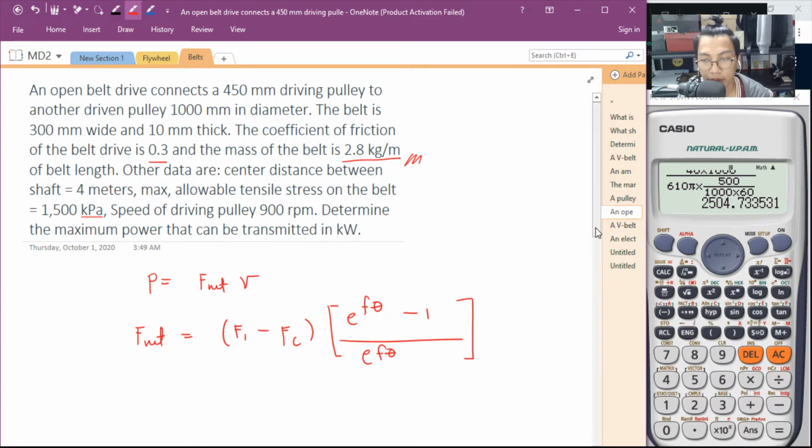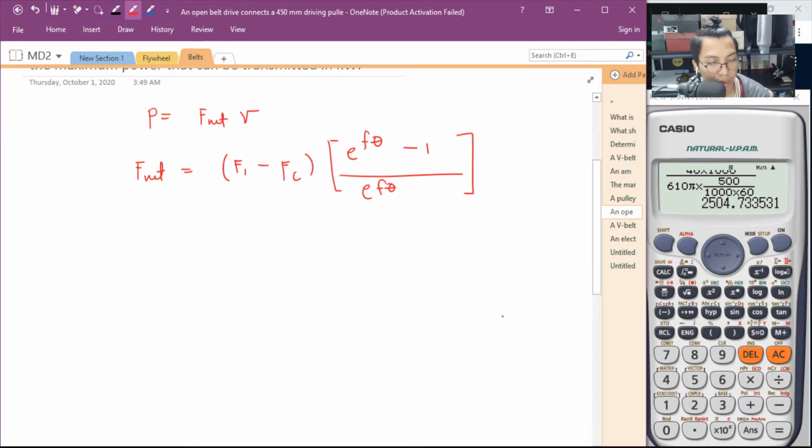Ayan. And then, note that yung V1 natin, we note that yung V1 is equal to V2. Hindi naman nagbabago yun. Yung velocity or linear velocity ng first pulley is equal to the linear velocity of the second pulley. Take note of that. And that is equal to pi dn. Dito muna tayo magmula.